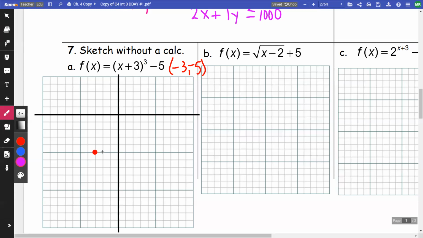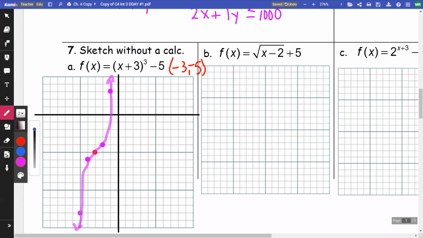If I went out 1 cubed is 1, and there's no stretch in front, so I'm just going to go 1. If I go out 2 cubed is 8. So I'm going to go up 1, 2, 3, 4, 5, 6, 7, 8. Okay, if I went the other direction from my inflection point, -1, -1 cubed is -1. And if I went from an inflection point out -2, -2 cubed is -8. 1, 2, 3, 4, 5, 6, 7, 8. And then I'm going to draw my curve. There we go. And that's my graph.